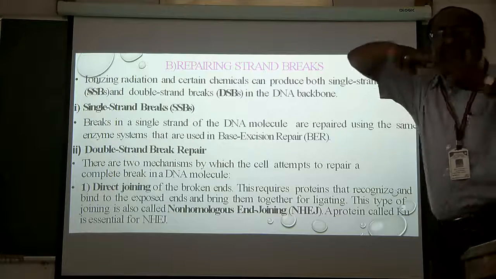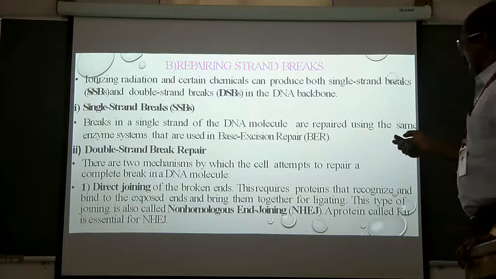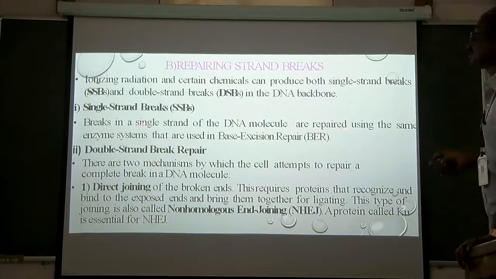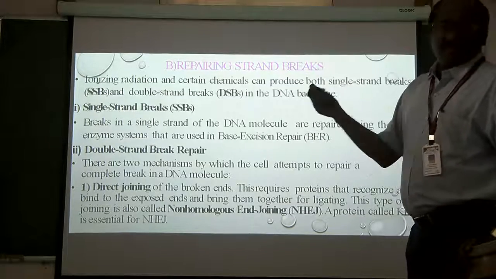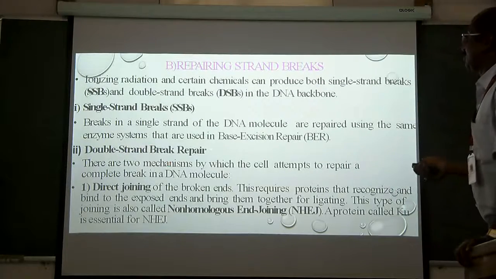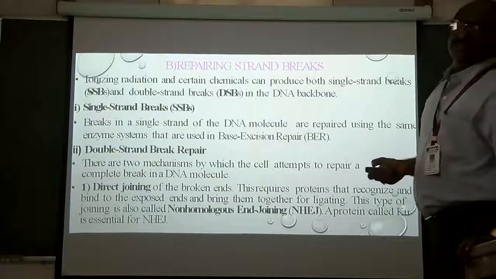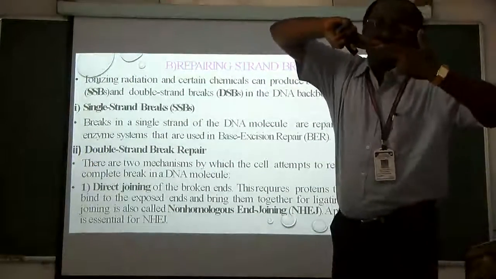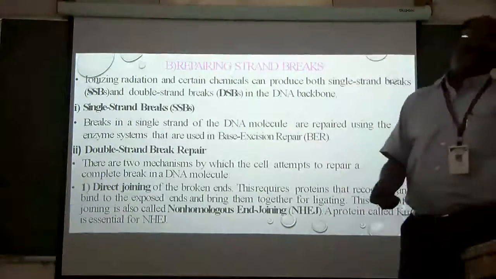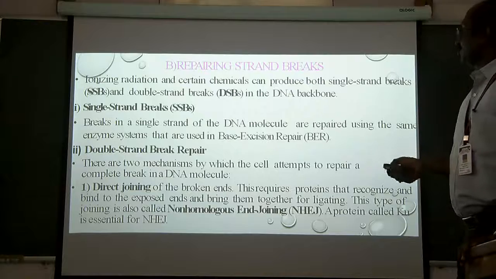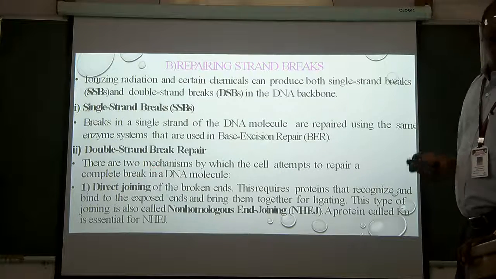So as you know, DNA is a double-stranded, double helical structure. A single strand is broken open, and such DNA molecules are repaired using the same enzyme systems, like the various enzymes we saw initially, that are used in base excision repair, BER. In double-stranded break repair, the DNA has to be cut open at two different positions and the entire double-stranded DNA piece has to be replaced. There are two mechanisms by which the cell attempts to repair the complete break in the DNA molecule.